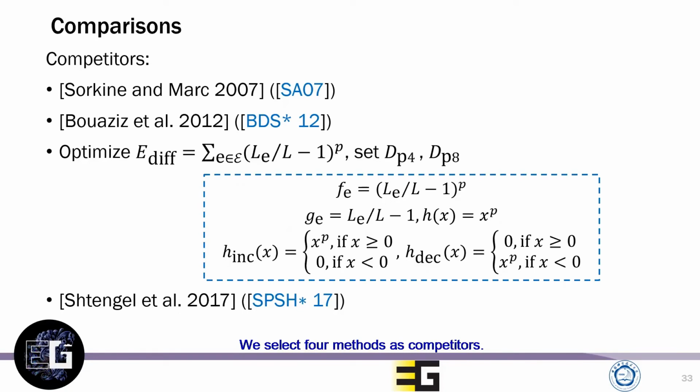We select 4 methods as competitors. The first one is an isometric editing technique. The AREP energy of Sorkine and Alexa can be directly used for chord meshes. The second one is Bouaziz et al., which uses a local-global solver to constrain edge length. The third competitor optimizes the following energy, which is the most natural form for preserving edge length. In experiments, we choose p equal to 4 and 8. We use our solver to minimize it. The fourth competitor is the solver of Sheldon et al. We use both acceleration strategies for the solver.